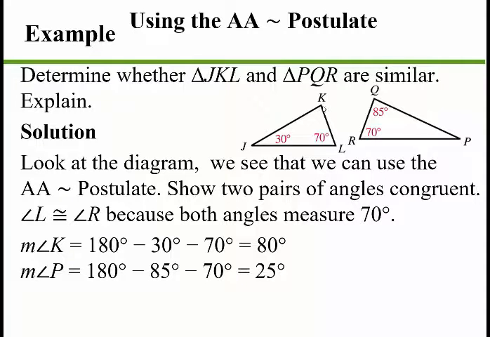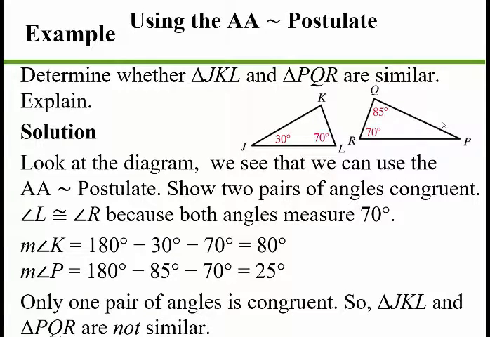Well, we want to show the measure of angle K and measure of angle Q are congruent. To find the measure of angle K, it's 180 minus 30 minus 70. Well, that's 80 degrees. Measure of angle P, that's 180 minus 85 minus 70, that's 25 degrees. So just by looking here, K is not congruent to Q. J is not congruent to P. So only one pair of angles here is congruent. So triangle JKL and triangle PQR are not similar, because you need to show that two angles are congruent.